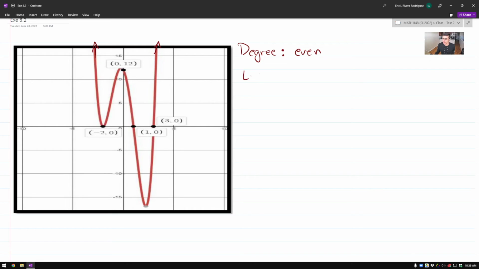Leading coefficient sign. Positive or negative? It is positive, yes. Both ends go up. The degree is even, both go up, then the leading coefficient is positive. Okay. What else do we need? What else do we need to look for?